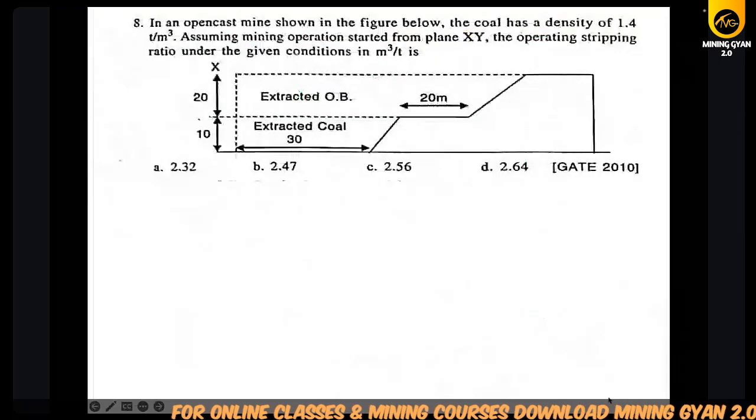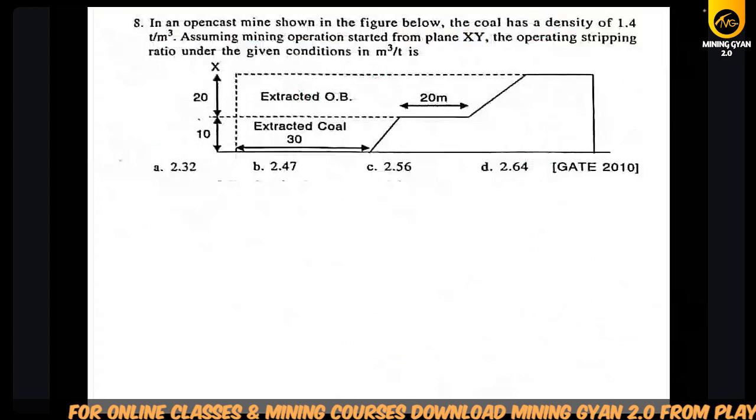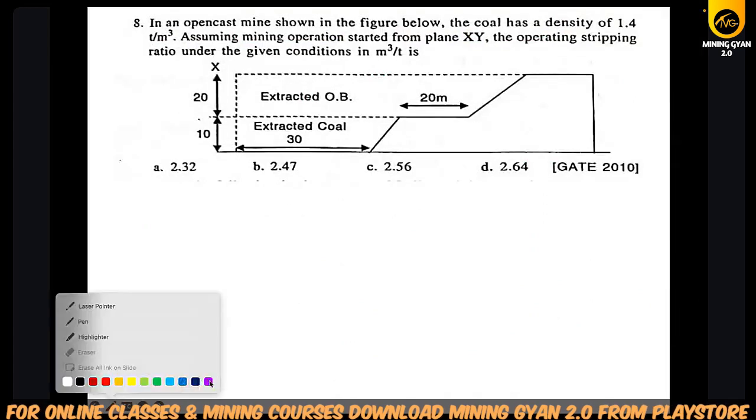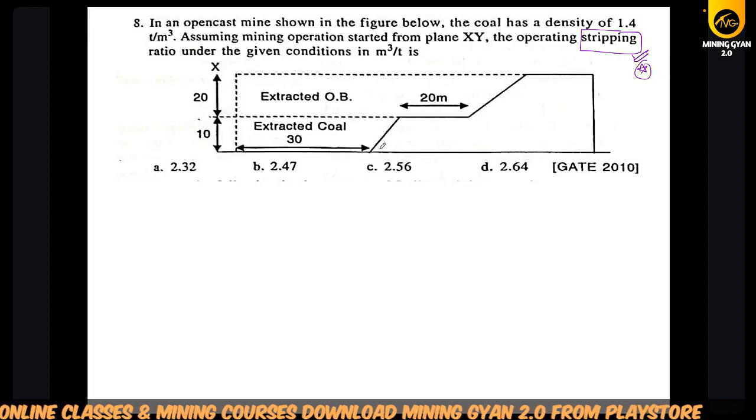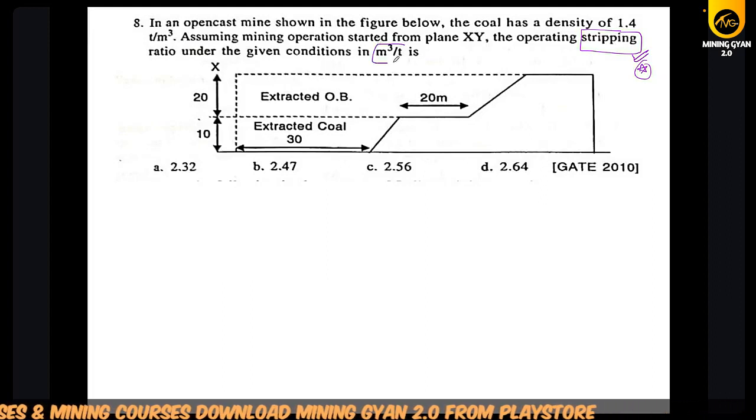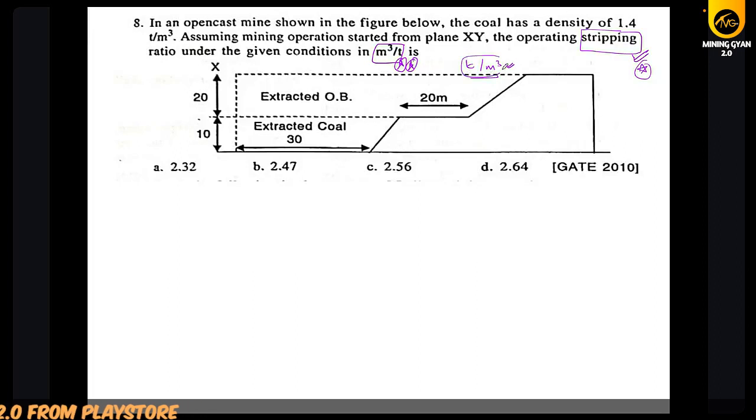Please try to solve this question. You have 1 minute to solve this question. We have to find out the stripping ratio. In an open cast mine shown in the figure below, the coal has a density of 1.4 ton per meter cube. Assuming the mining operation started from the plane XY, the operating stripping ratio under the given condition is meter cube per ton. You have to find out. I told you to focus on these units, because if he has asked ton by meter cube, then the value will be different.